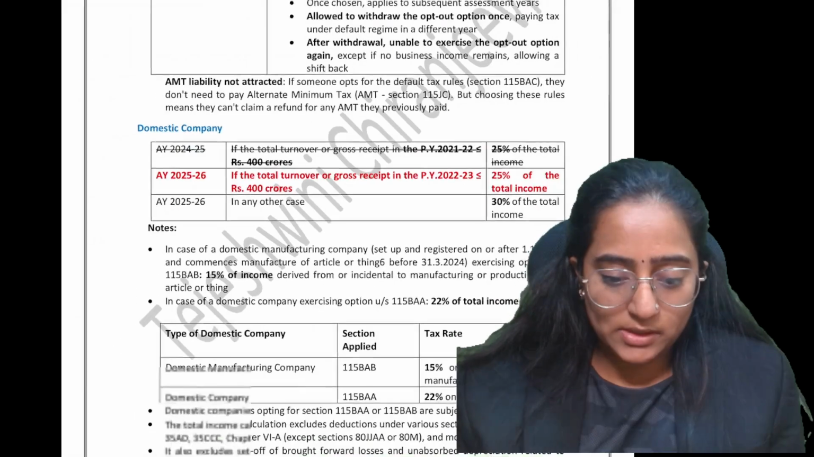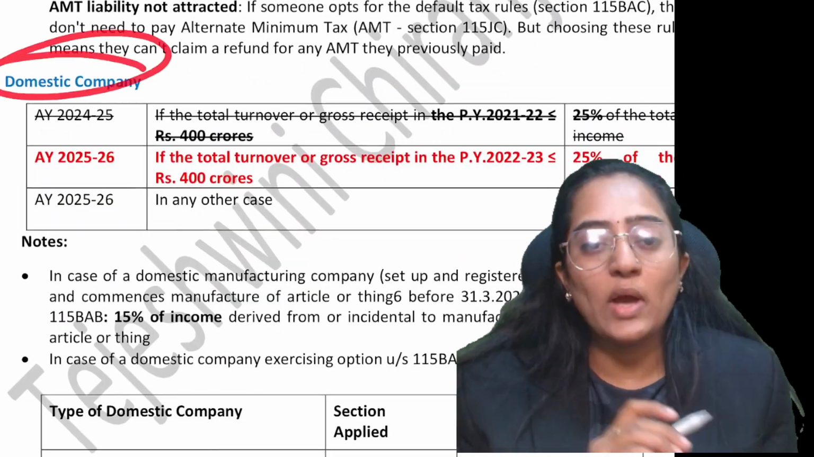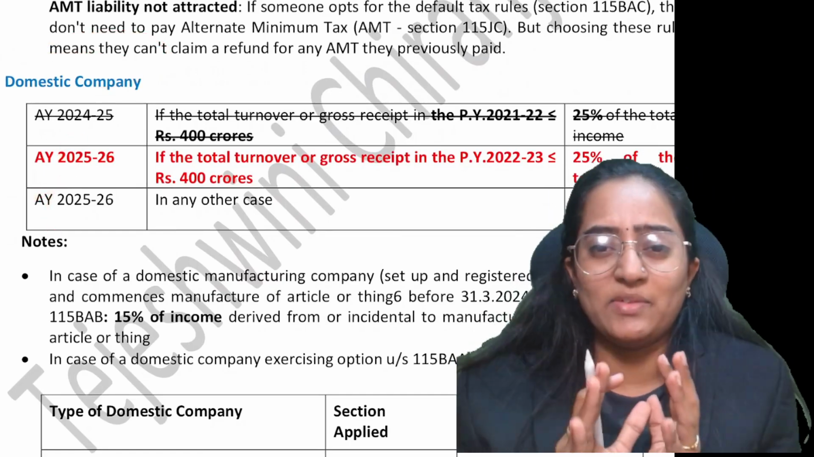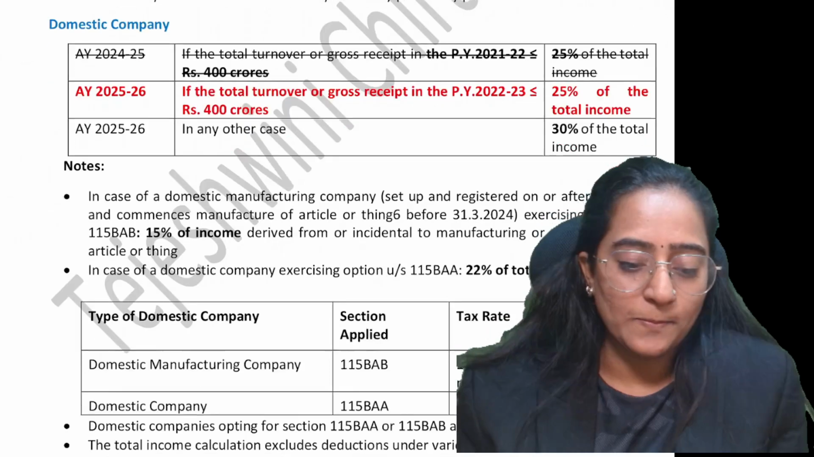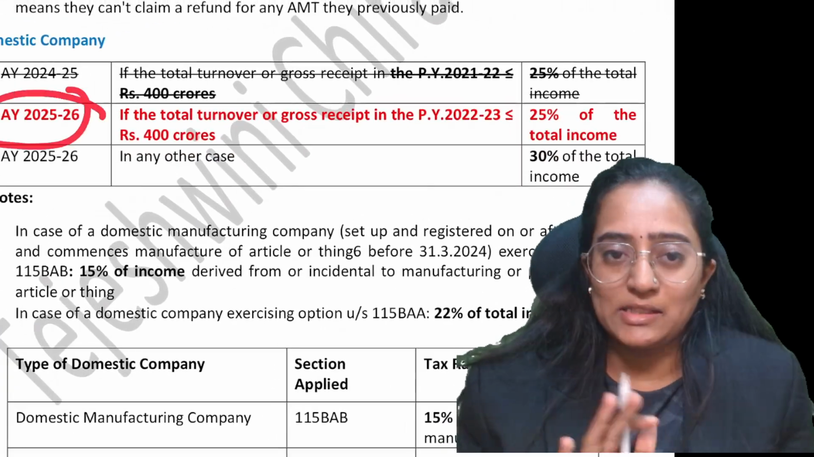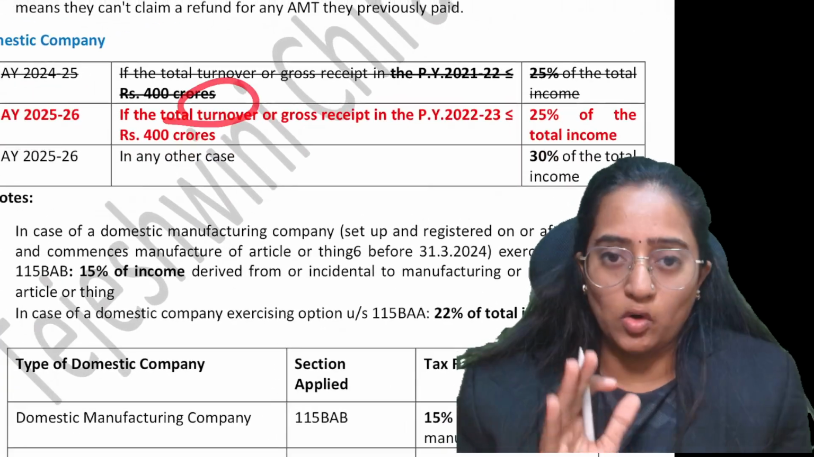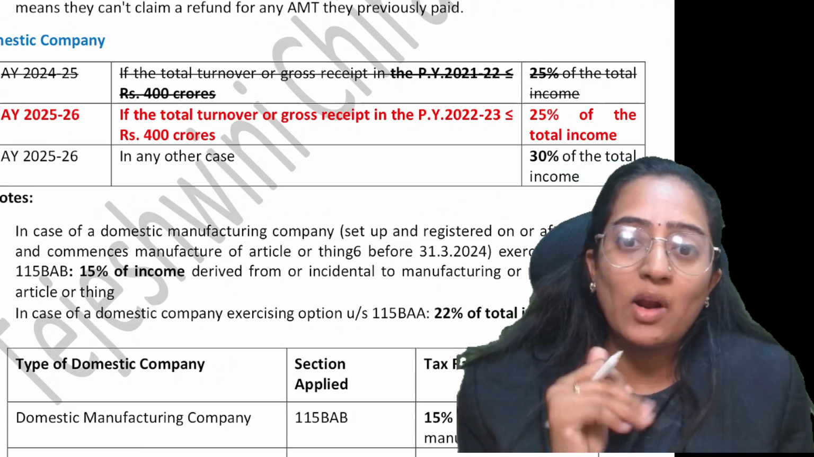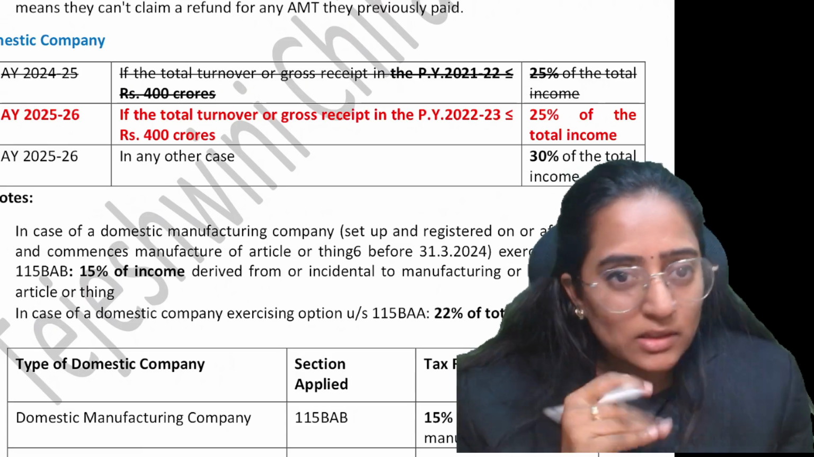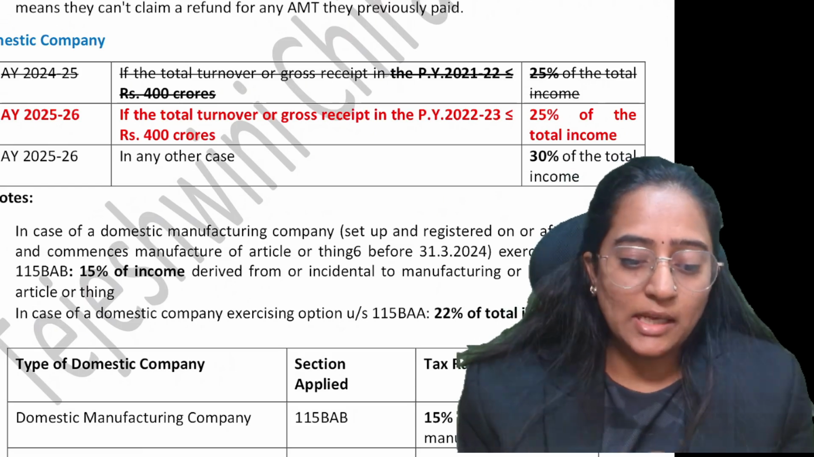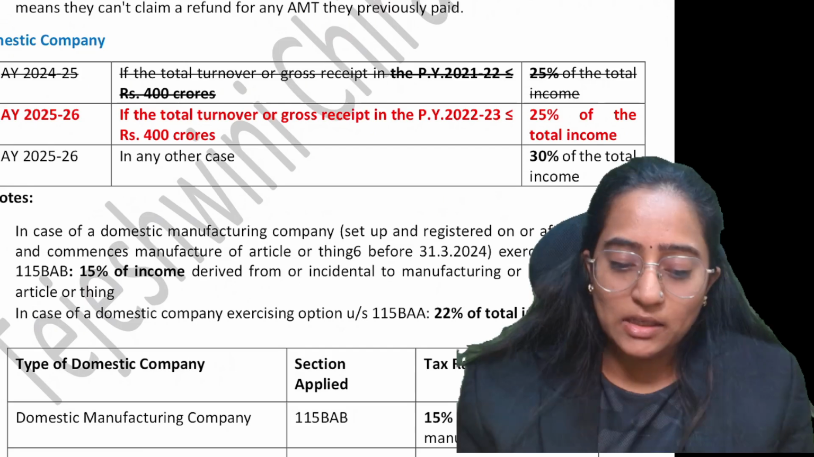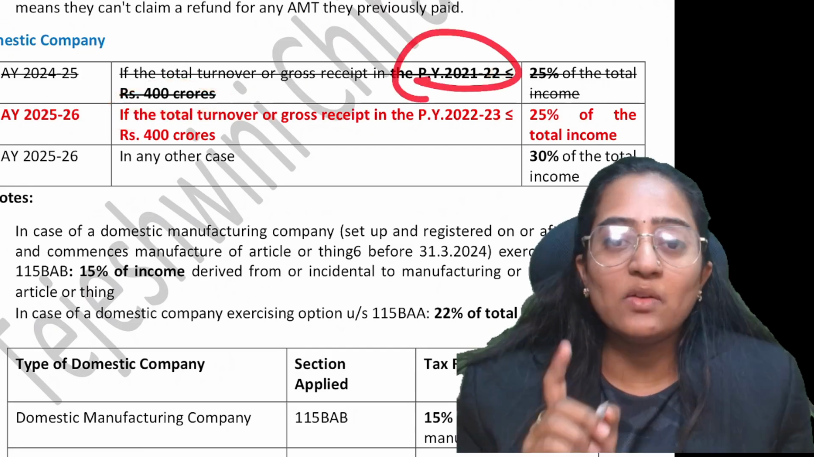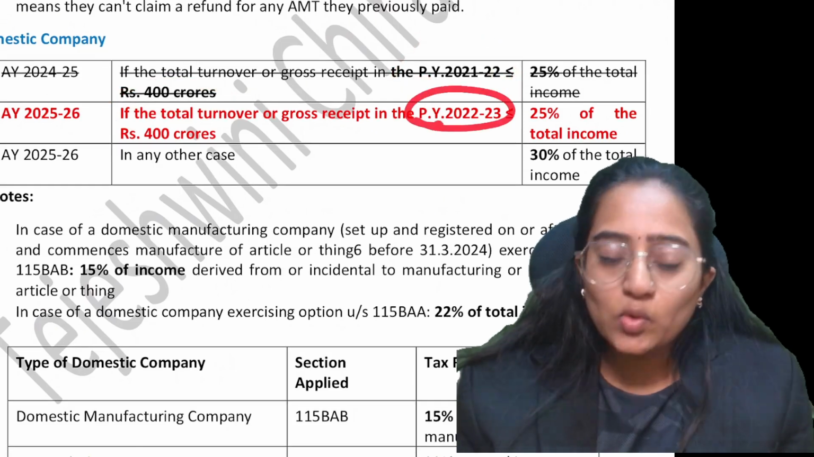Okay, so now let's move forward. The next amendment you have is in domestic company. People, this amendment comes in every AY and every PY. It comes every year. I'll tell you how. See, for AY 25-26, what are they stating? If the turnover or the gross receipts in PY 22-23 is less than or equal to 400 crores. Every year this amendment comes. Suppose for PY 24-25, they have stated it should be less than or equal to 400 crores in which year? In PY 21-22. This one is 22-23.